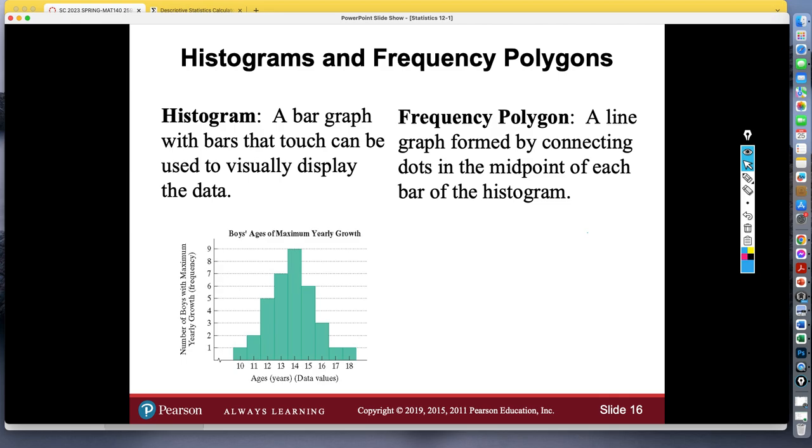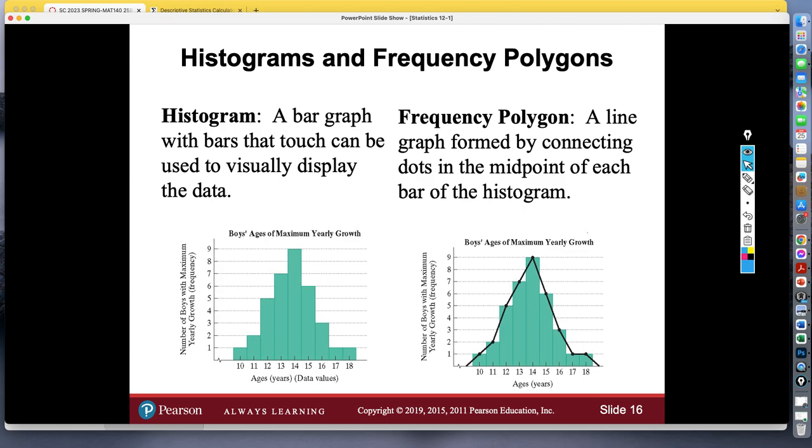Frequency polygon is another type. It's related to the histogram. What they do is they put a dot at the top of each of these bars. They erase the bars and then connect the dots with lines. So it shows the trends, but it's also a little misleading, because if you take the bars away, then it looks like you're following along this line when it's really just particular pieces of data.